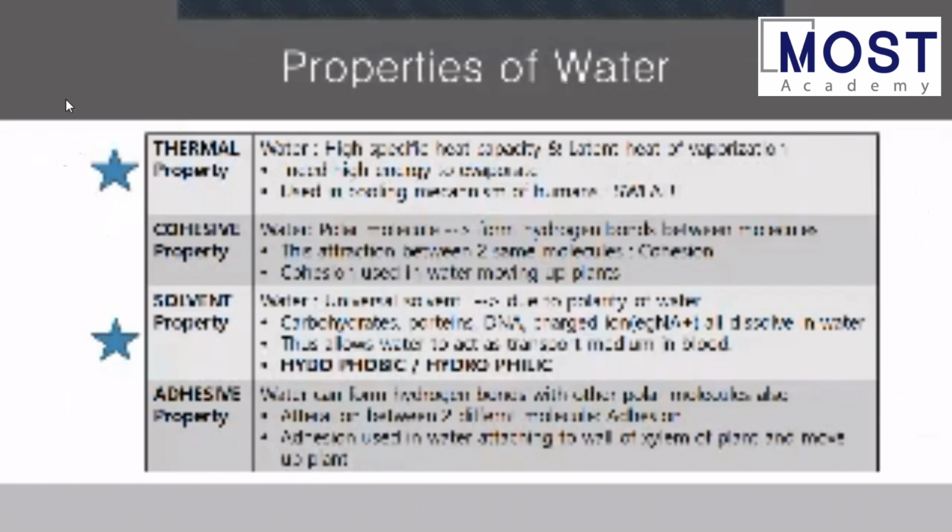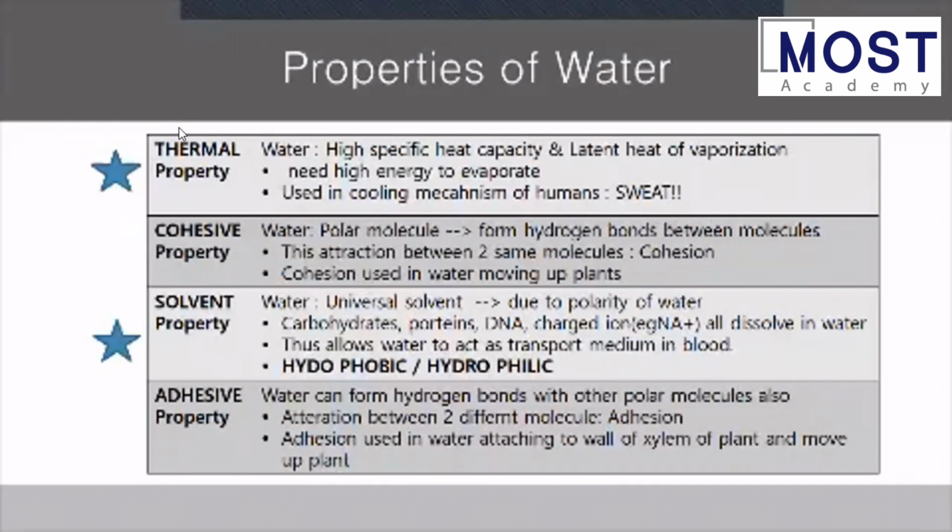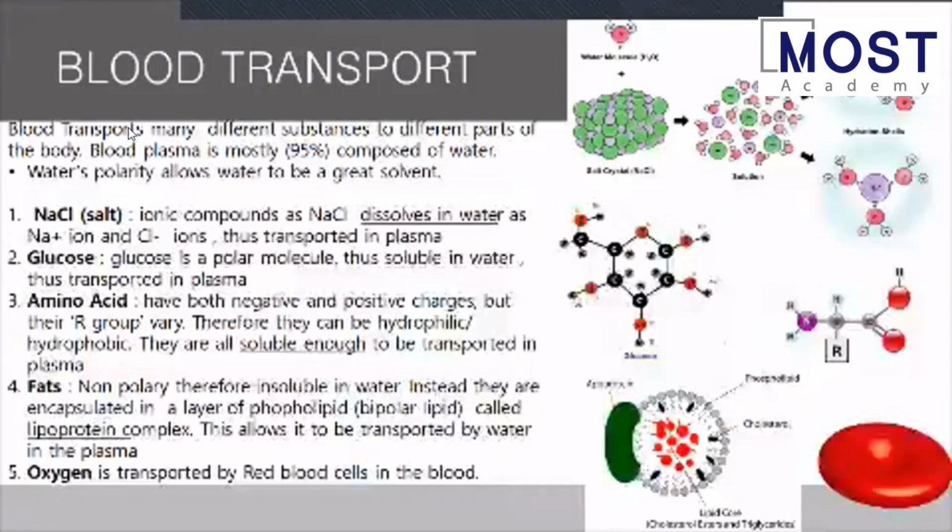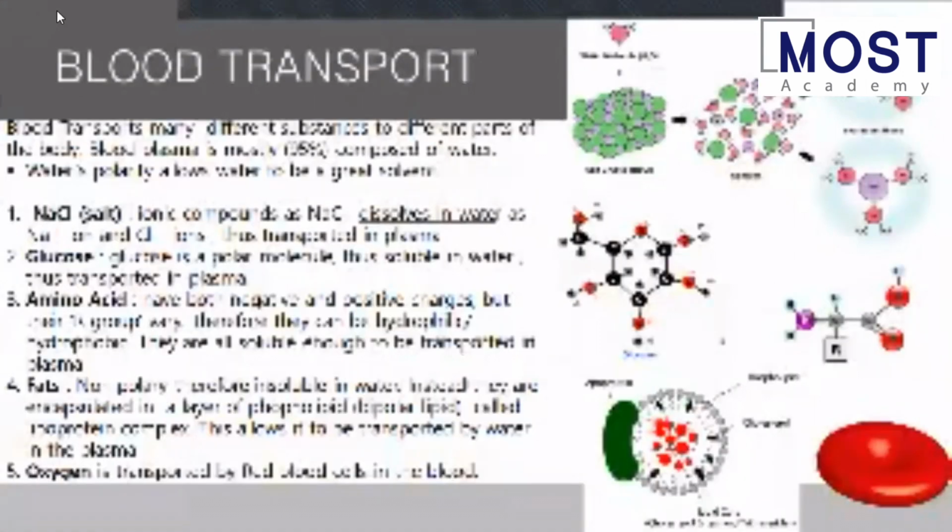So the solvent property is that water is a universal solvent. This is because water has polarity. Water molecules are polar, meaning lots of different substances could be dissolved in it. This is good because then you could use it as a solvent to transport lots of material. And a big example of this is our blood.